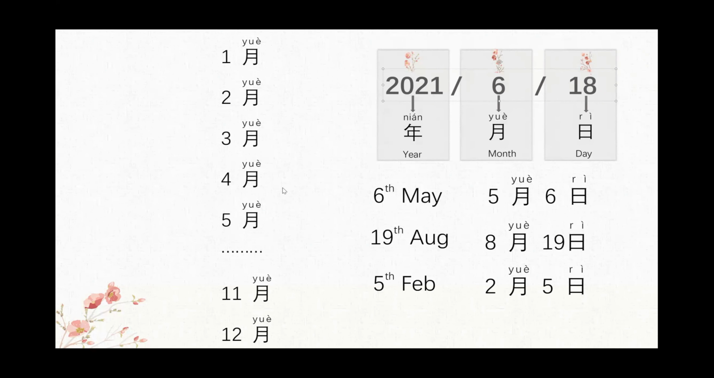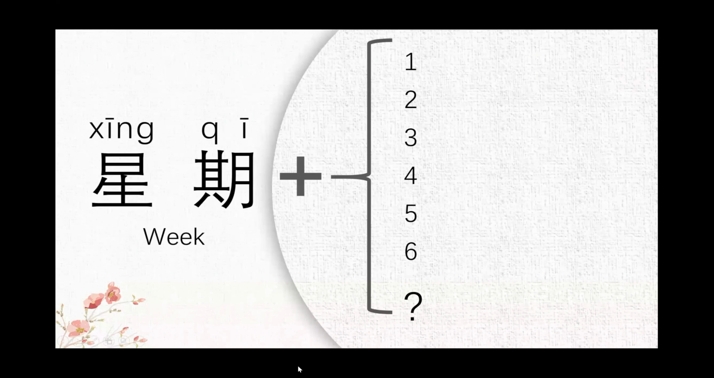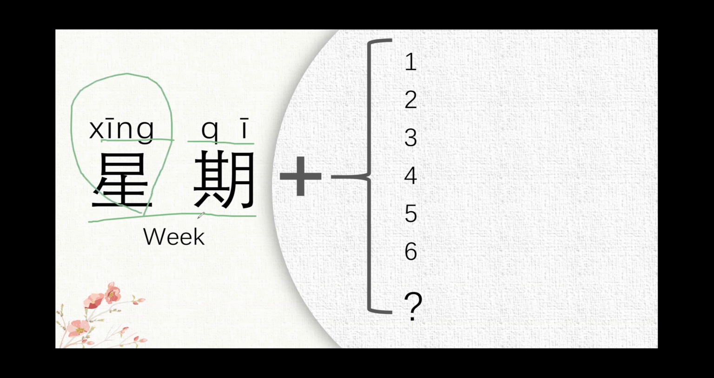Okay, so now we know the year and we know how to say the months and the day, but we don't know how to say weekdays, right? Like Monday, Tuesday. So now let us move to the next page. So week is 星期, follow me, read it. This one is difficult to get the pronunciation. 星期 put together means week. So from Monday to Sunday, we do not have Monday, Tuesday, Wednesday.